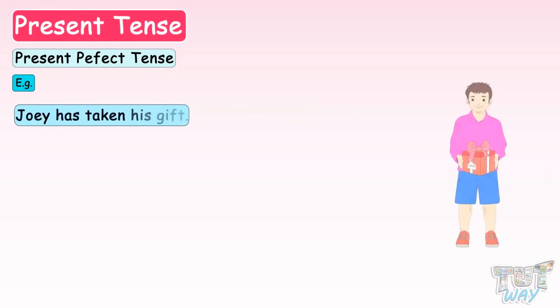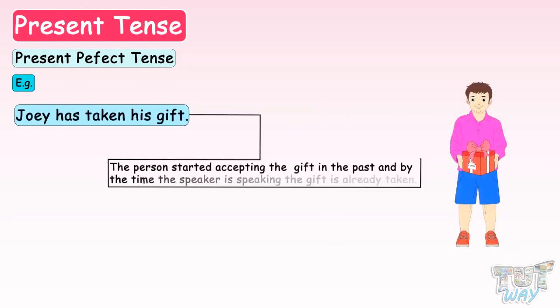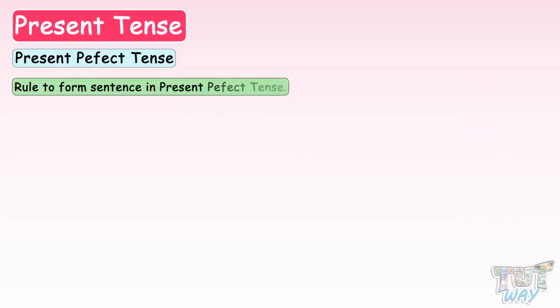Joey has taken his gift. Here, the person started accepting the gift in the past, and by the time the speaker is speaking, the gift is already taken. Now, let's learn the rule to form the sentence in present perfect tense.